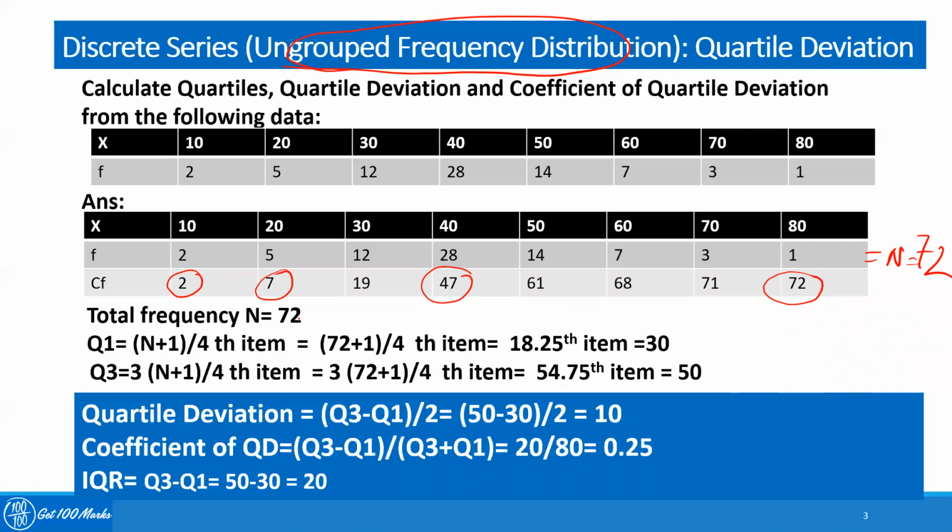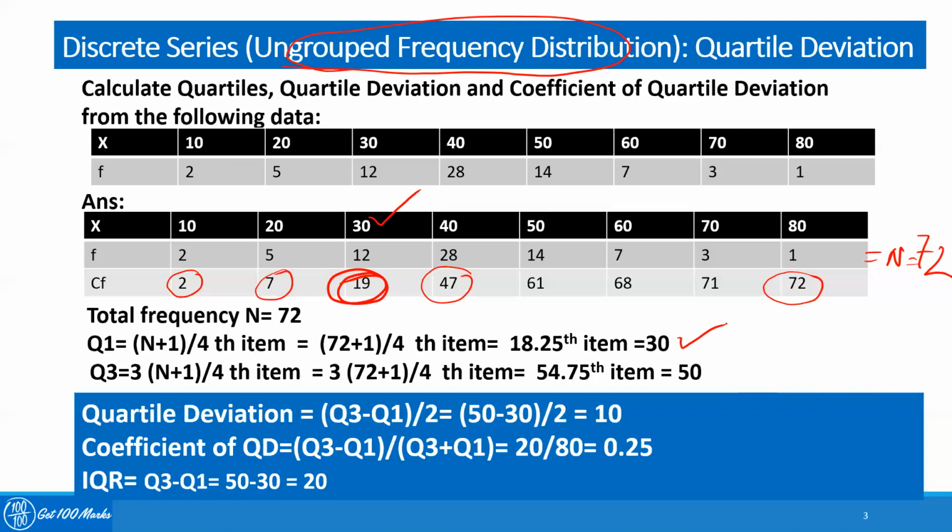Now what is the next step? We'll calculate quartile 1, which is the N plus 1 by 4th item. That means 72 plus 1 by 4th item, which is 18.25th item. That means in our cumulative frequency column, you can see I have given the row of cumulative frequency, we look for the value which is either equal to or more than 18.25. So if I go ahead here, I can see the value is 19. So the corresponding value of X is our quartile 1, 30.